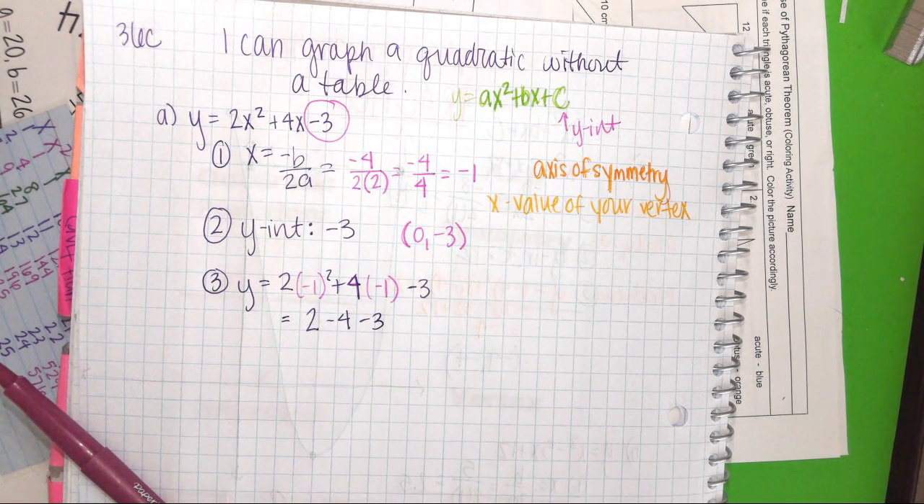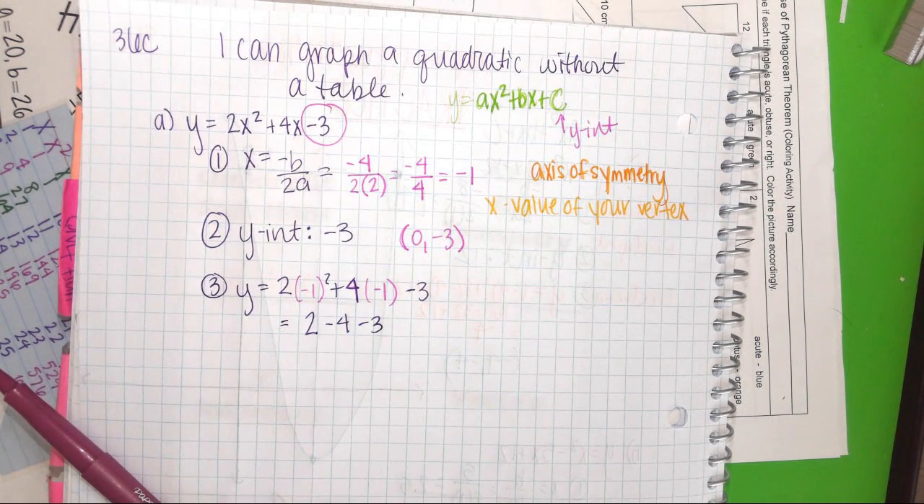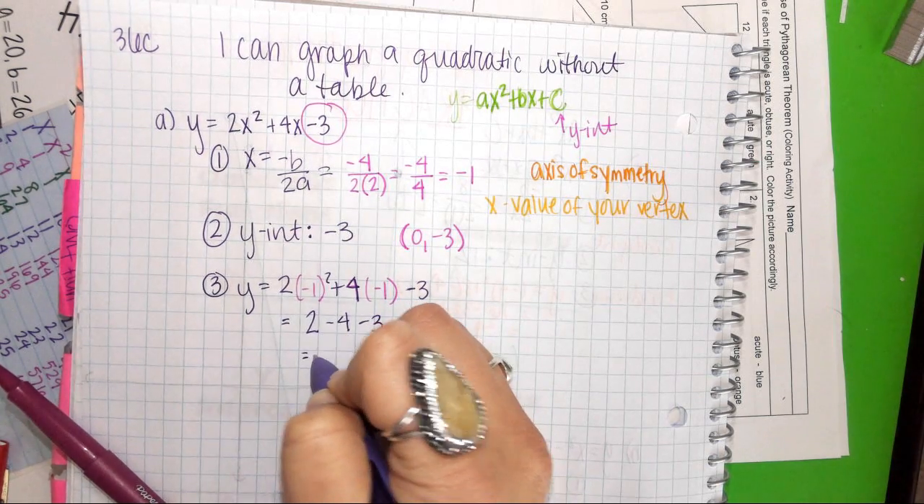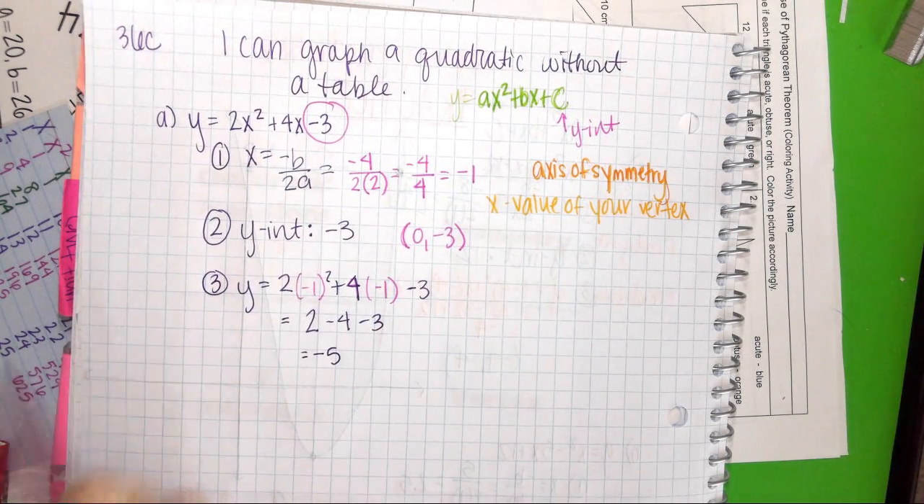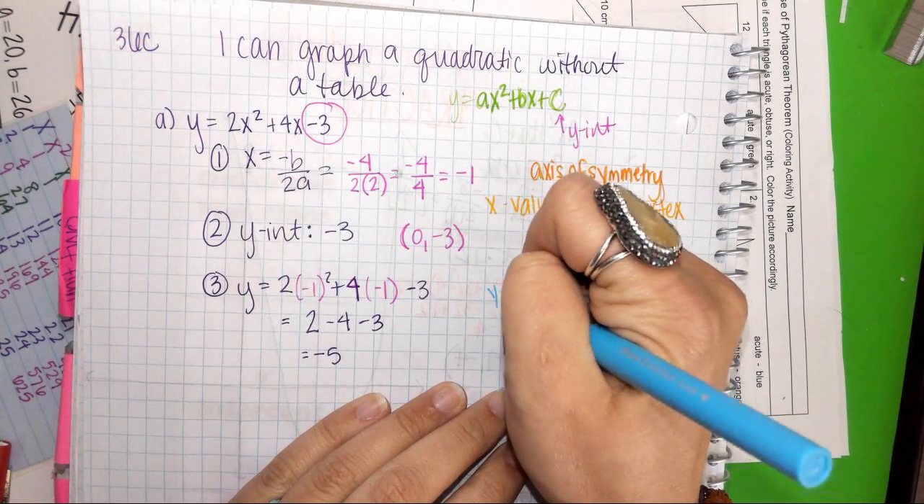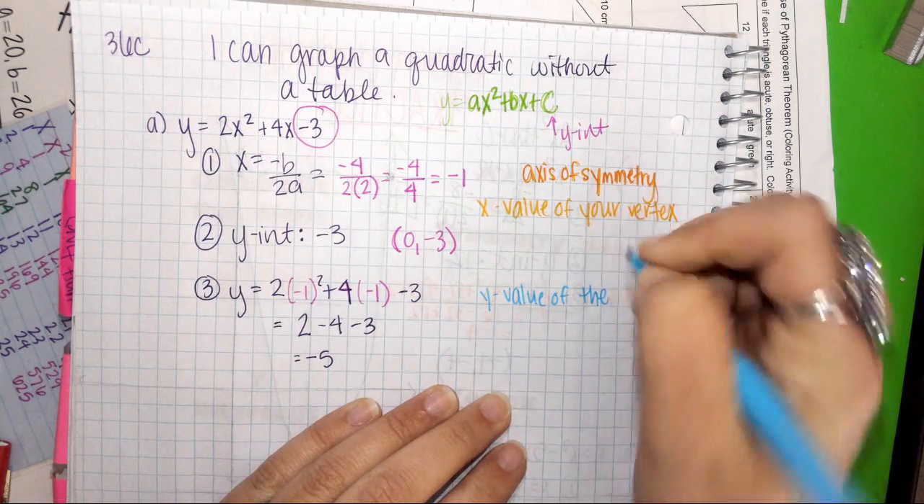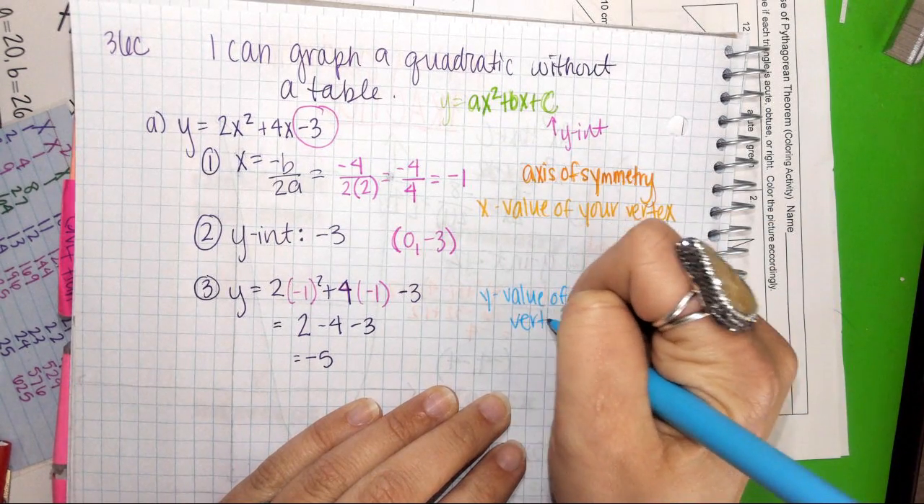Does everybody see where we got these numbers from? Yes. All right. What is 2 minus 4? Negative 2. And what's -2 minus 3? All right, so this gave us the y value of the vertex.